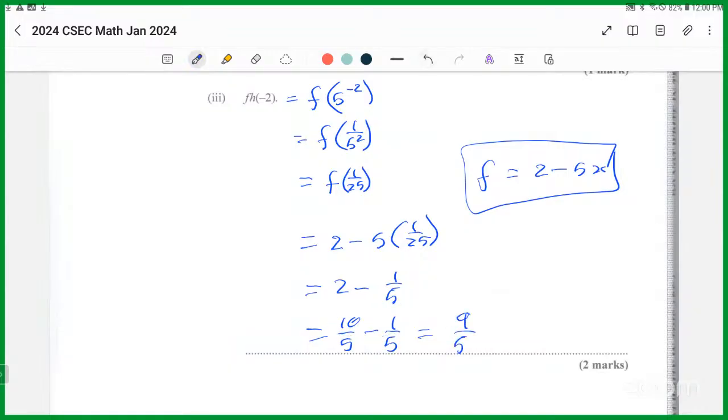So the answer is 9 over 5. But maybe if you use a calculator, you get all of this still, quick and fast. But that is it. 9 over 5, guys. 9 over 5 is the answer. Are you okay with that? Yes, sir. Sounds bright and brilliant.